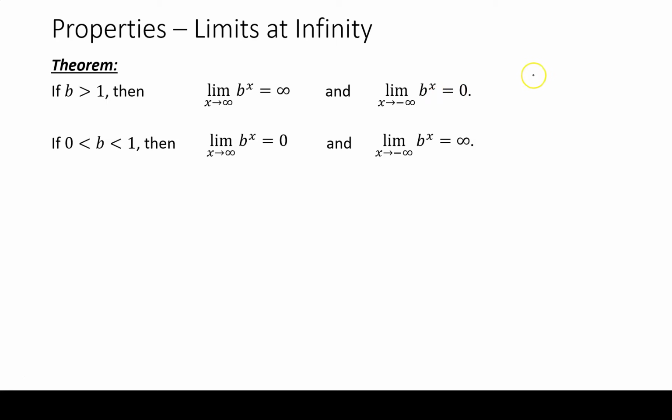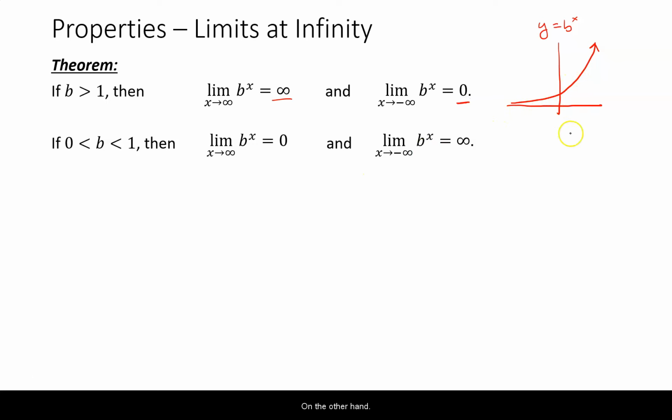Here we can remind ourselves of that picture that we had earlier. When the base is greater than 1, we get a graph that looks like this. We see that as x goes to infinity, the graph is going to go to infinity, and as x goes to negative infinity, the graph is going to approach 0. So we've got this horizontal asymptote at 0.